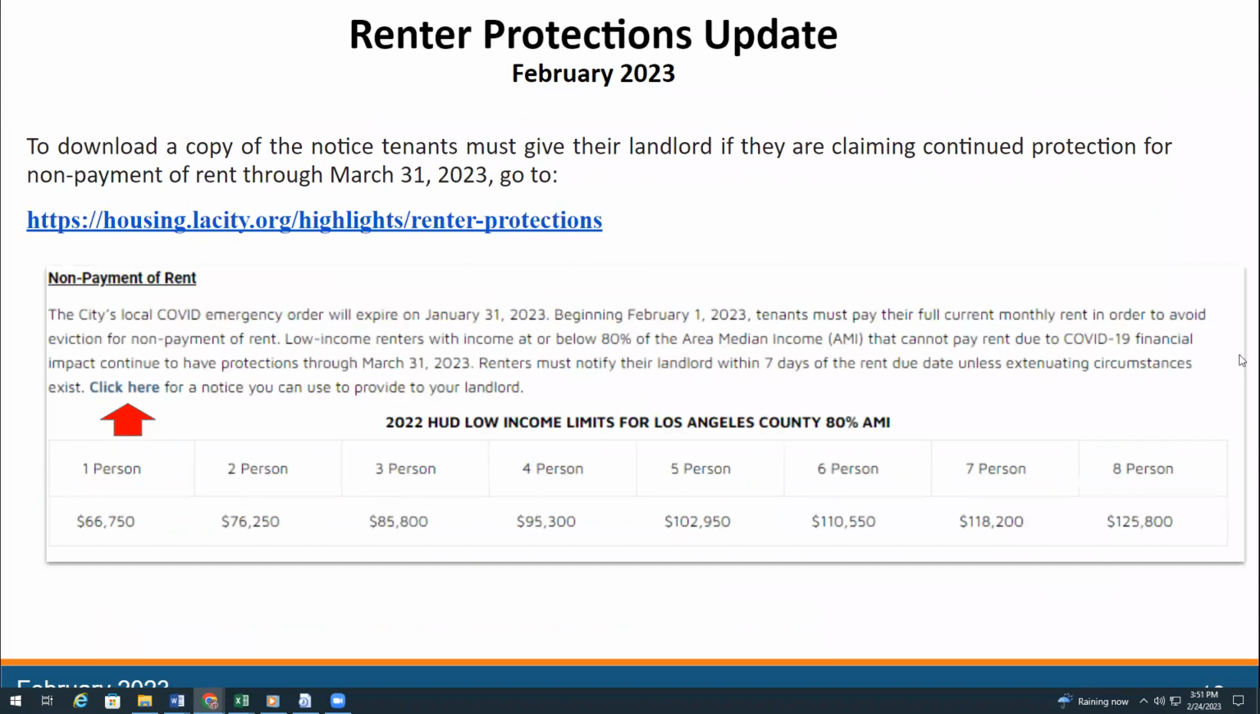Now, if a tenant does need to download a copy of the declaration, there's a link here that a tenant could utilize to self-certify their income and indicate to the landlord that they're unable to pay if they qualify. Again, these protections run through March 31st, 2023, and the link is on the screen.